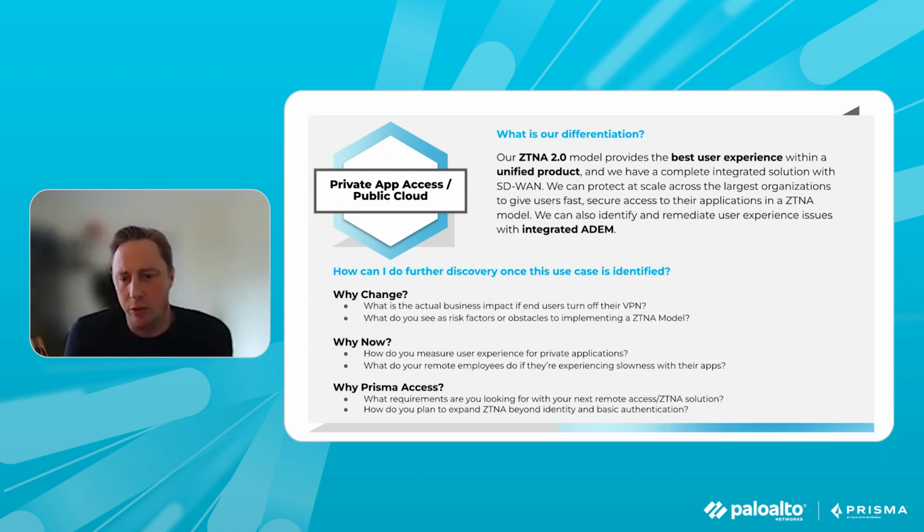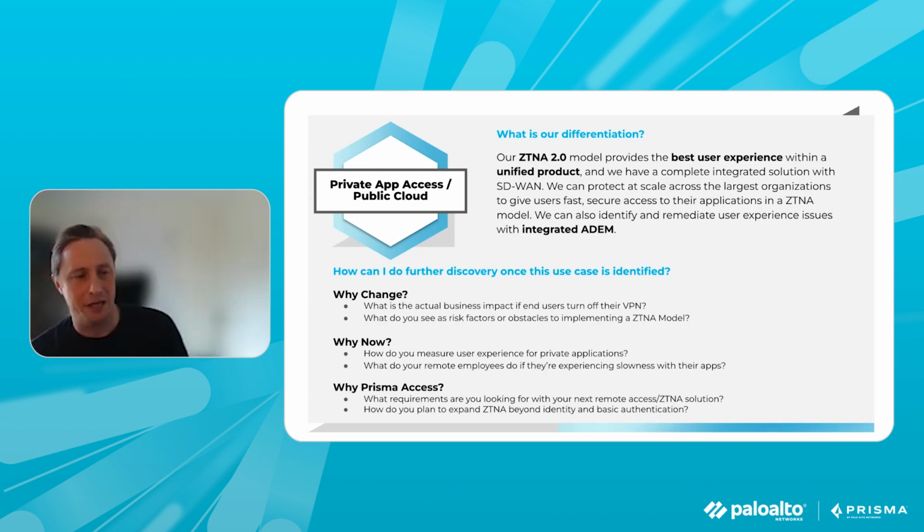So, the 3 whys. Why change? What is the actual business impact if users turn off their VPNs? Because we all know that users will turn off VPNs because they have poor user experience. And what are the risk factors or obstacles for implementing ZTNA and doing it properly, for example? How do you measure user experience for these private apps? What do your remote employees do if they're experiencing slowness with their applications? That is a very difficult thing to manage, and I'll come on to that a little bit more with our ADEM later on.